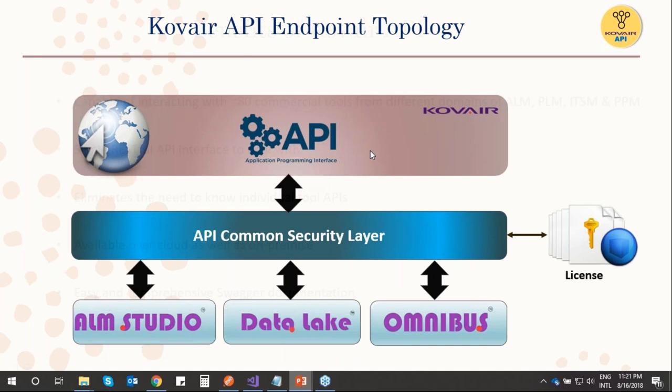Next, let's get a very top-level view of how Kovair API has been implemented. Kovair API lies at the very top level. It's a single interface for the end users. The next layer is the API common security layer. This is the primary layer where all the authentication, license checking, and resource accessibility get checked. After that, it connects to Kovair's three primary products: ALM Studio, a data lake, and the Omniverse. So this diagram shows a single interface can be used to connect all these three products, which gives the end clients one simple interface to do all their jobs.